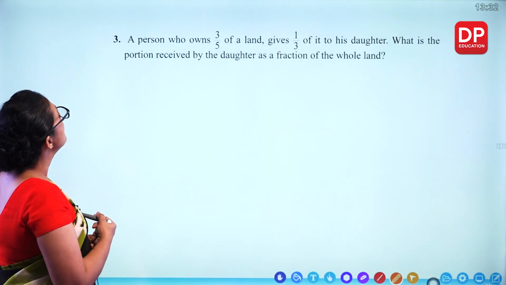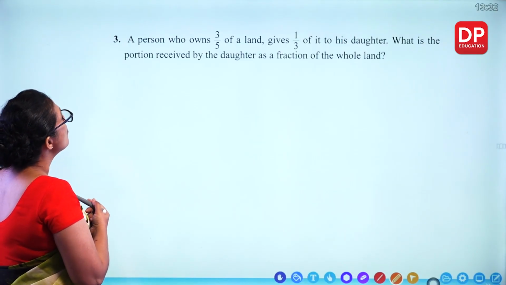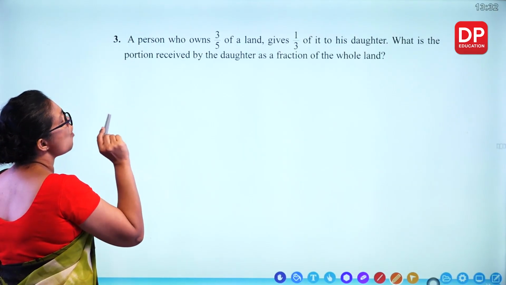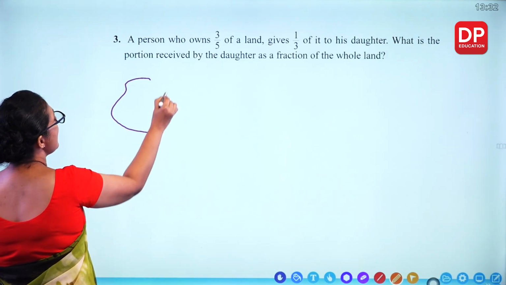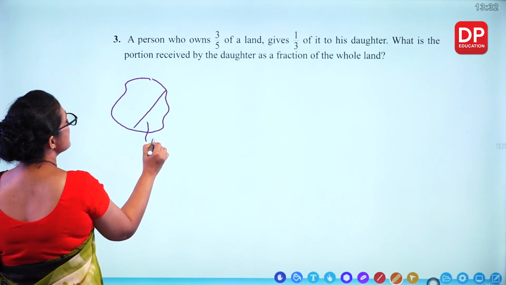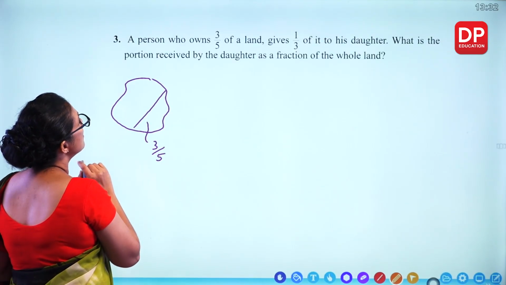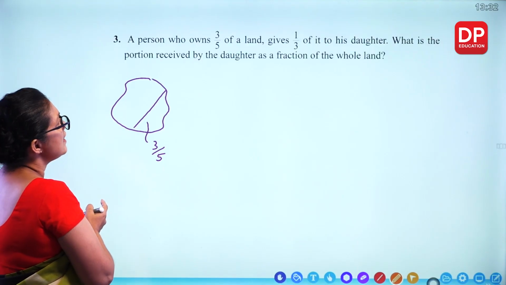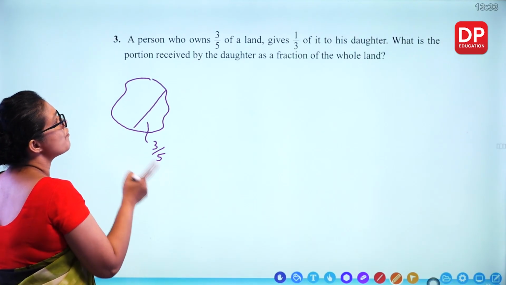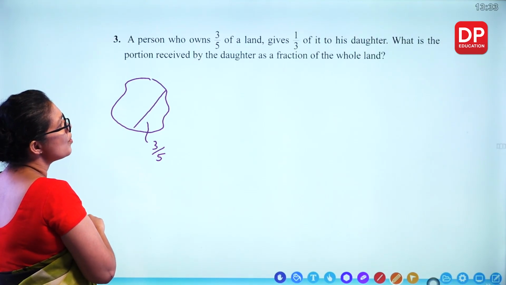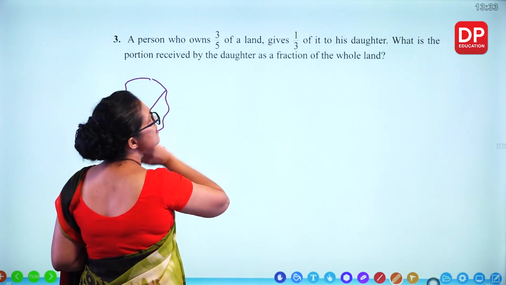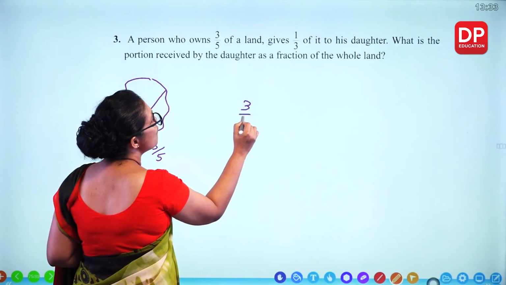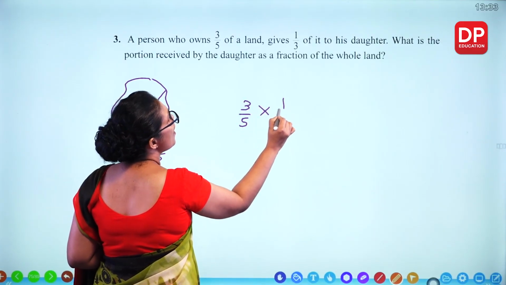So what's the part? Who owns 3/5 of a land. So if you take the land, 3/5 of a land gives 1/3 of it to his daughter. So this is of, 3/5 of 1/3.